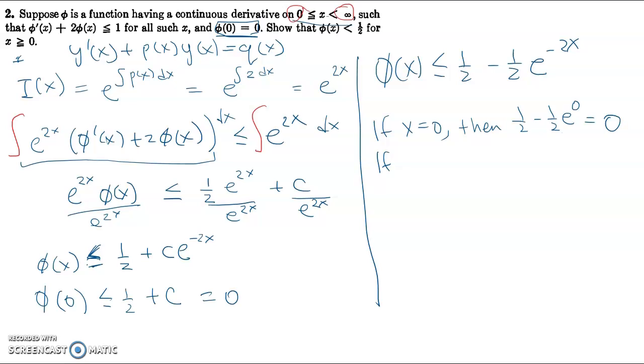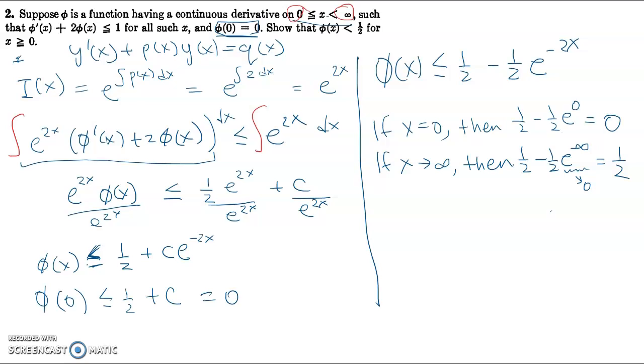Our second boundary is if x approaches infinity, then 1/2 minus 1/2 e to the power of negative infinity. E to the power of negative infinity is going to be approaching 0. So this will equate to 1/2, because negative 1/2 times 0 will also be 0.